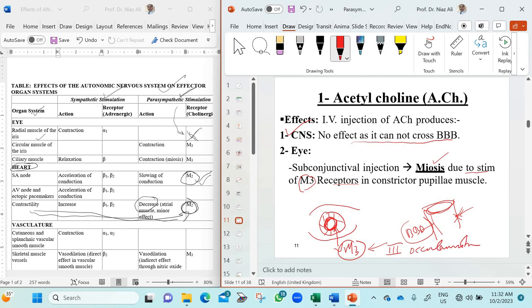Now, what will happen when acetylcholine comes and attaches with this? It is going to increase the tone and constriction of this. So, what will the effect on the eye be? The effect on the eye will be constriction of the pupil. The pupil is constricted, and there will be miosis, not dilation. So miosis will be there, and it is going to constrict the pupil.